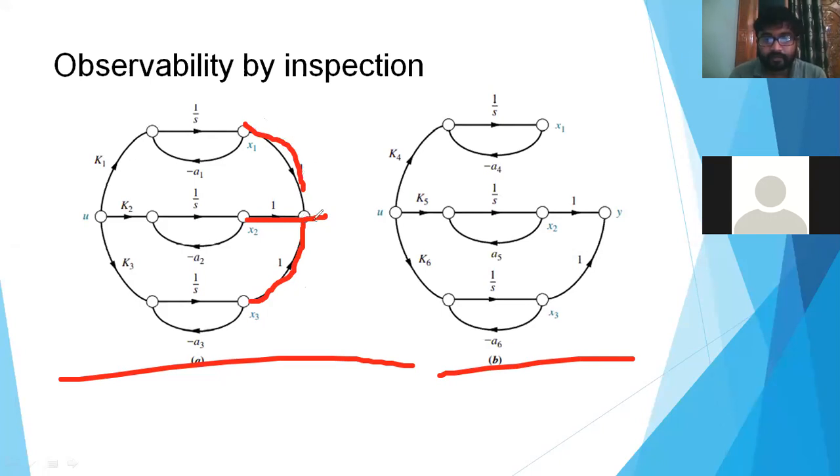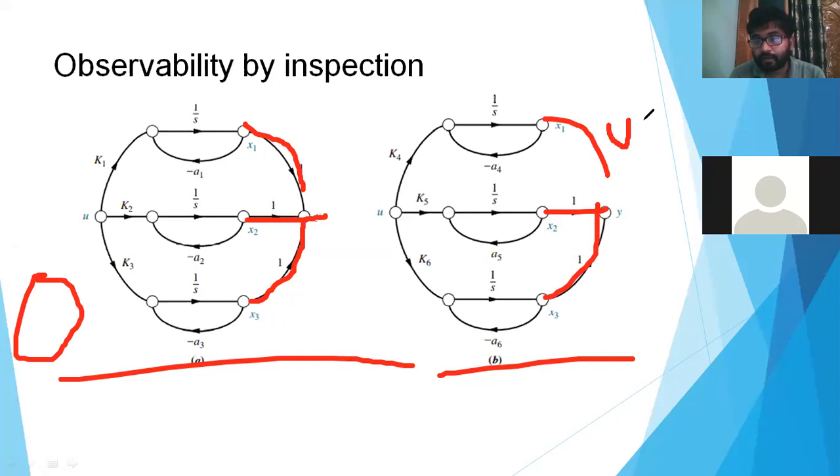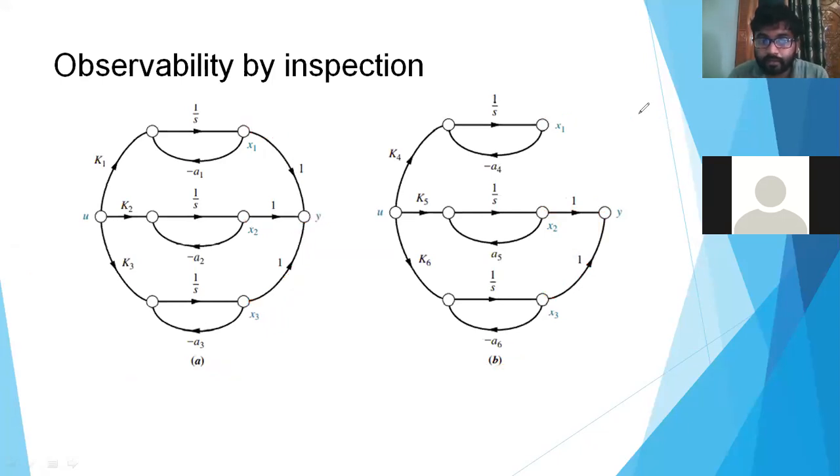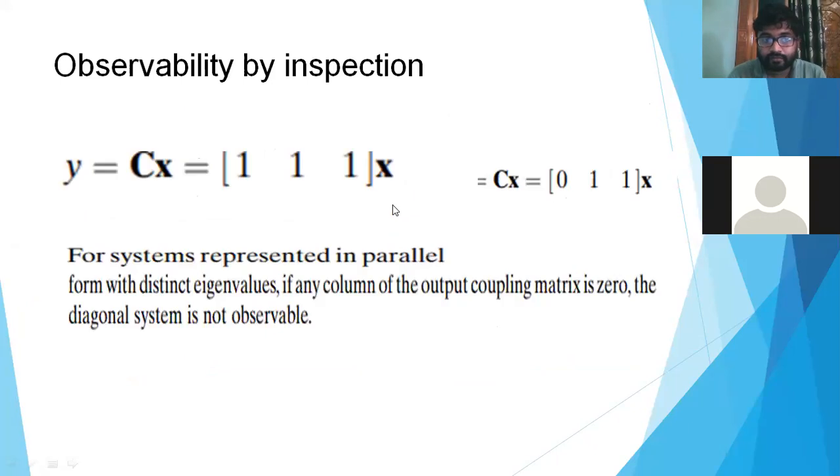So all the state variables are connected to the output. The system is observable. Only two variables are connected. This one is not connected. The system is unobservable, or not observable. The same explanation holds good for this also. Whatever we have explained for controllability holds good.